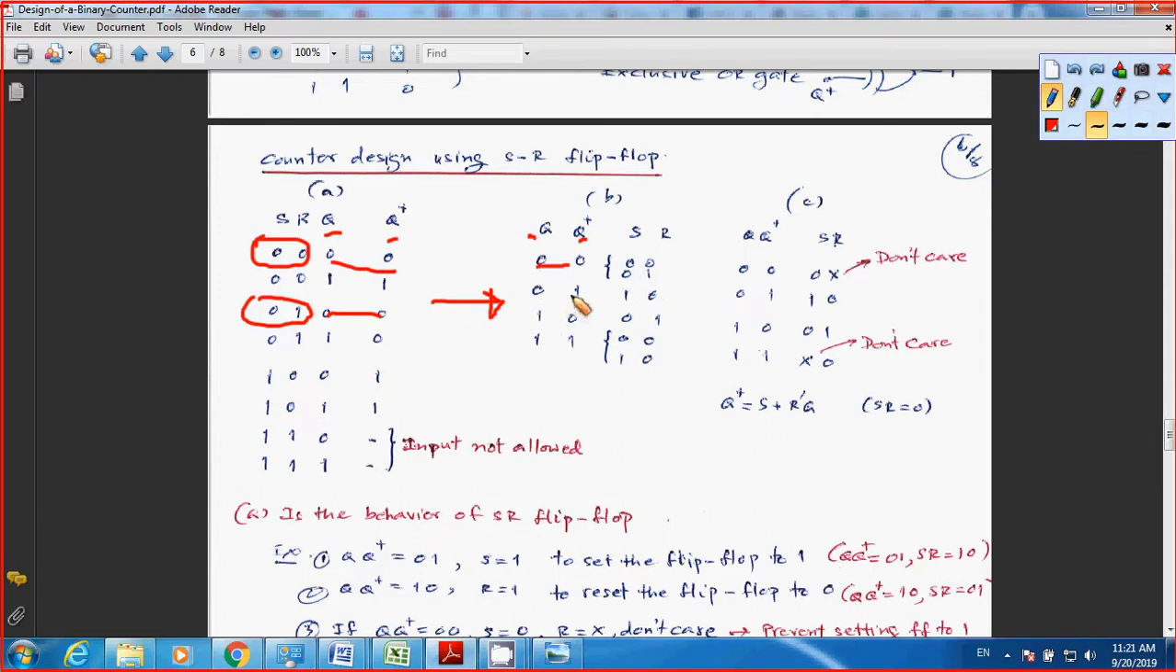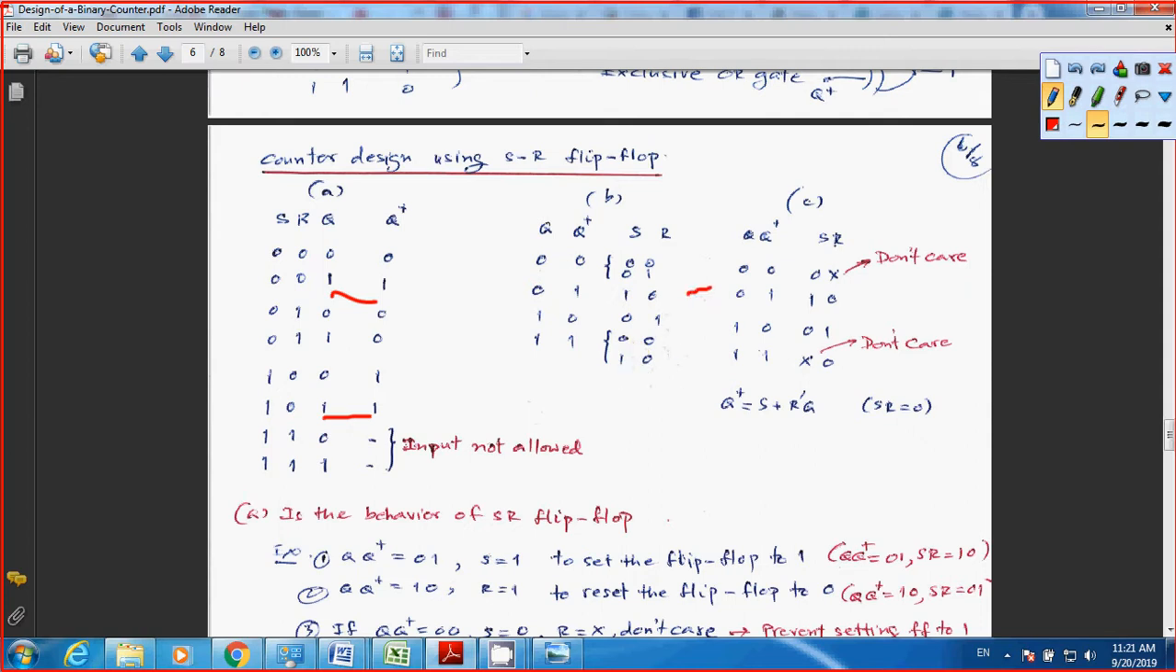For Q plus, is there 0, 1? Where is 0, 1? Here. You have only SR to be 1, 0. So you have only one state here. And the same thing for 1, 0. Where is 1, 0? Here. See, SR becomes 0, 1. So that gives you 0, 1 here. But for 1, 1, for Q plus, you have 2 states of SR. That means 0, 0 and 1, 0. So that's why I have 0, 0 and 1, 0 here.